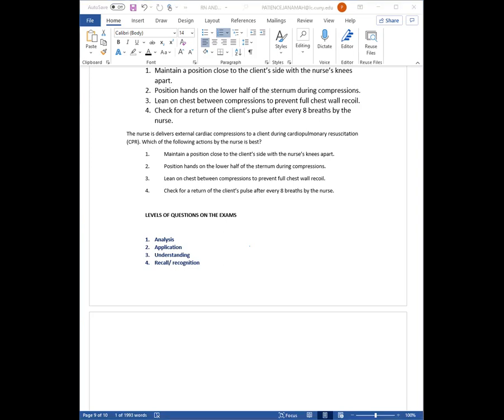Okay, thank you. I see number 4. Check for a return of the client's pulses after every 8 breaths by the nurse. Every 8 breaths by the nurse is wrong. It's not every 8 breaths. I'm going to go over that and I'll let you know the most recent instruction from the American Heart Association. It's every 2 breaths. I've never seen 8 breaths before.